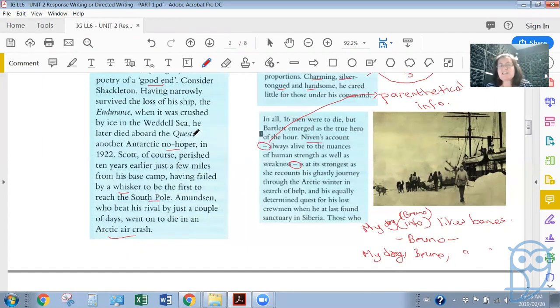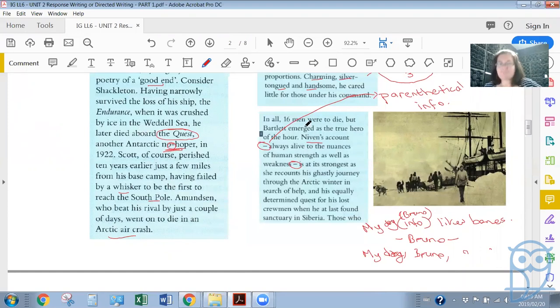I mean, even just looking at, I touched on the idea of a hyphen. Look at how he describes the terrible condition of this ship, the Quest. He called it another Antarctic no-hoper, okay? So obviously trying to suggest something and creating this concept of a no-hoper. We don't talk about no-hopers, do we? But this writer is clever enough to use punctuation to cause an effect. So keep these in mind when you have to write your own articles or whatever it is that you need to do in your direct writing.